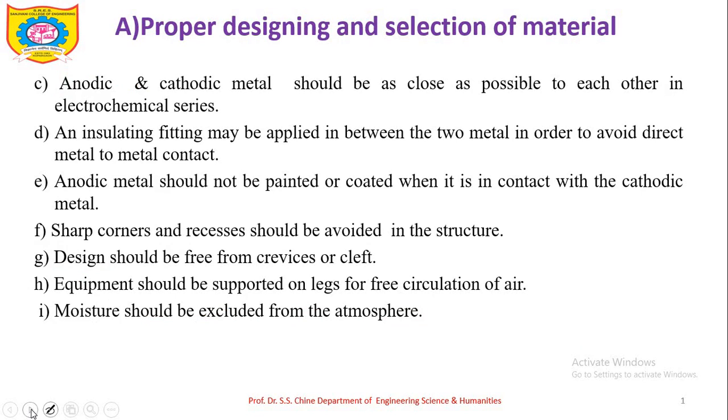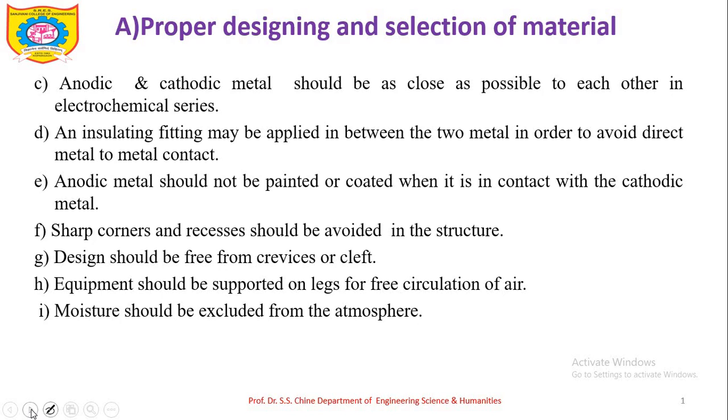Then anodic and cathodic metal should be as close as possible to each other in the electrochemical series. What does it indicate? We have also discussed the electrochemical series. In the electrochemical series, the metals are arranged according to their standard oxidation or reduction potentials. The metals at the top of the series are more anodic and get corroded, whereas the metals at the bottom of the series are noble and get protected, acting as a cathode.